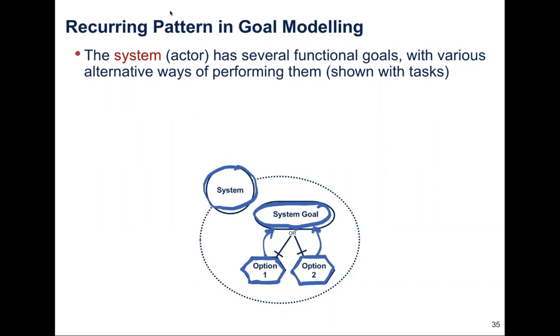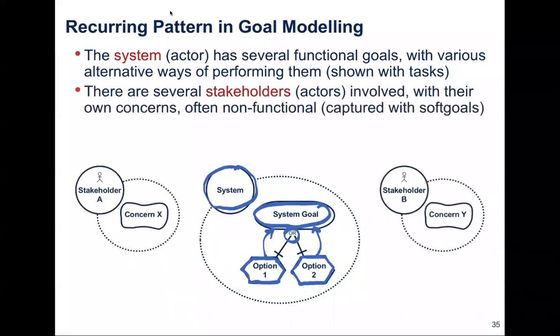It depends on the decomposition between the two tasks or the two alternatives. If it's an OR relationship, one of the alternatives is enough. If it's an AND relationship, it means both of the alternatives have to be implemented in order to achieve the goal.